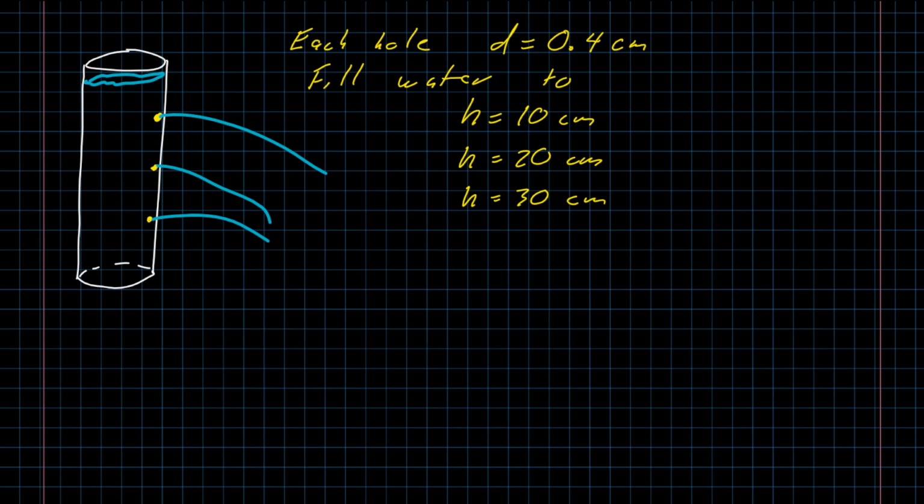We have the holes 10 centimeters apart, and we filled up the water so that the level from the water to the first hole is 10 centimeters, from the water to the second hole is 20 centimeters, and from the water level to the bottom hole is 30 centimeters. I also did say here that it is water. Knowing that it is water is incredibly useful because the density of water is 1 gram per milliliter. That's actually the definition of the gram. The density of water is 1 gram per milliliter, and 1 milliliter is 1 cubic centimeter.